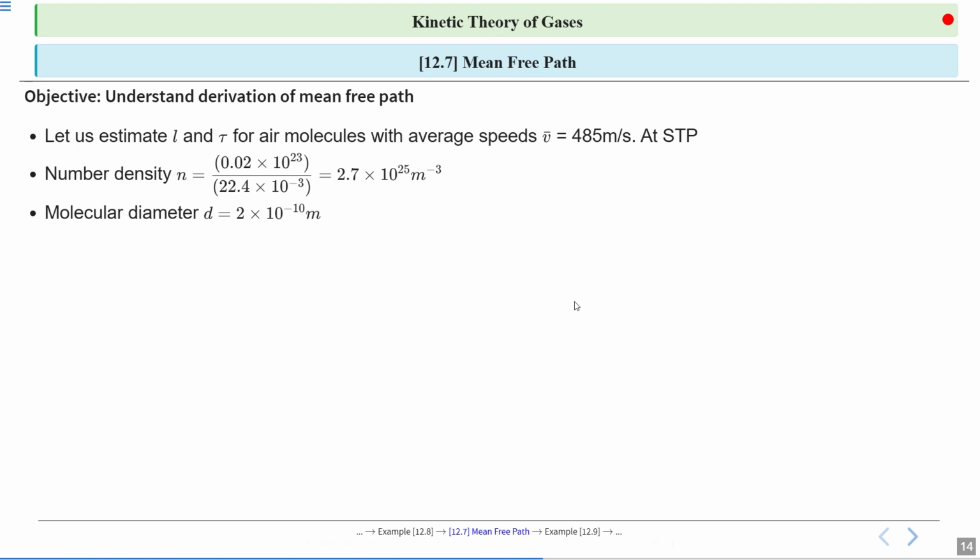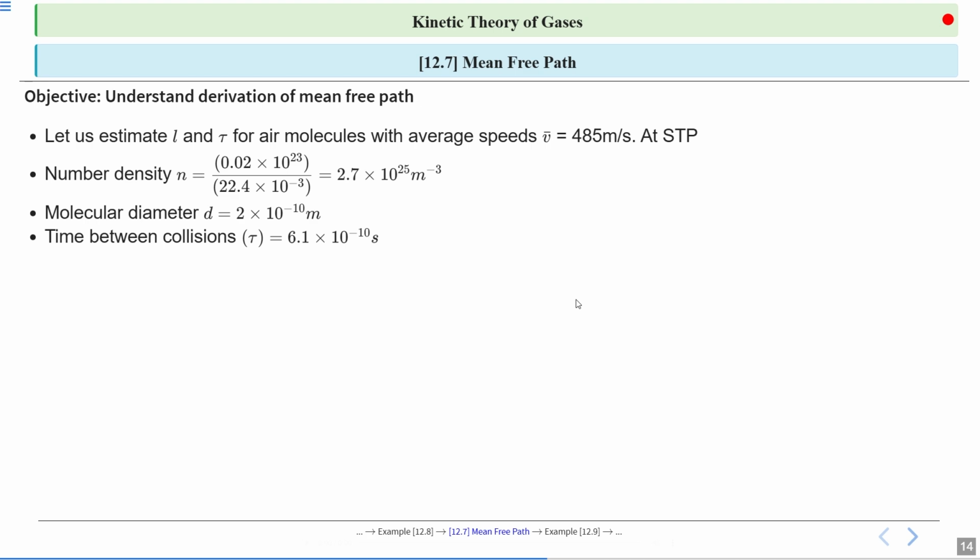The molecular diameter d is another important factor in our calculations. For air molecules, the diameter is about 2 times 10 raised to the power minus 10 meters. The size of molecules affects how often they collide, as a larger molecule will have a higher chance of interacting with each other.